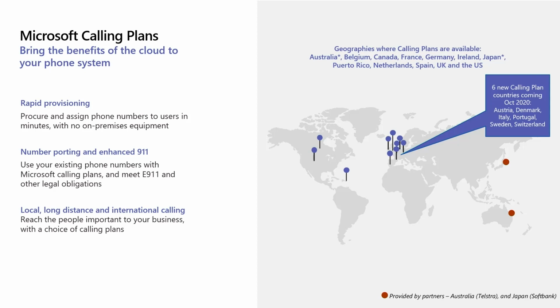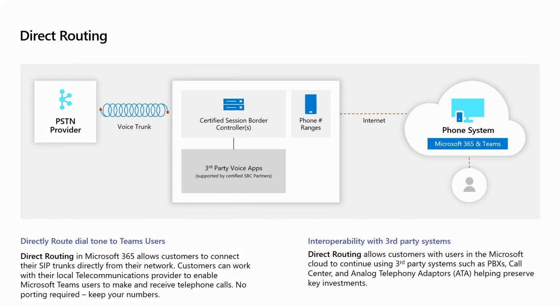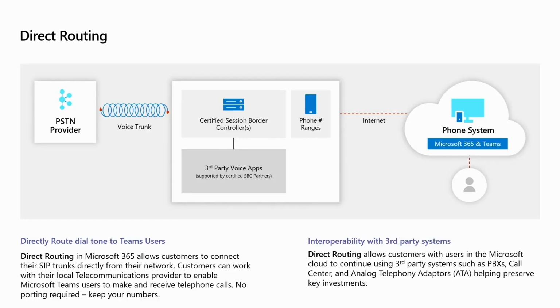You can also port existing phone numbers and call both locally and internationally, depending on the plan you choose. With direct routing, you can choose your own telecom provider. Many customers already have relationships with telecom providers in place or would rather work with a local provider. We make this simple for you. The heart of this is the session border controller, which connects your telecom provider to your team's phone system. And if you need to preserve investments in third-party systems, you have that flexibility as well.